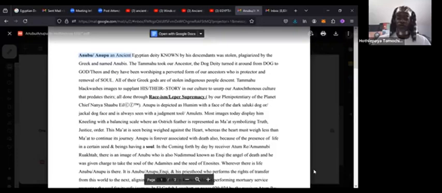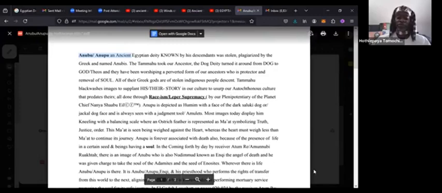Dog, Saluki dog or jackal dog is the judgment amulet. Most images today display him kneeling with an ostrich feather, represented as ma'at, justice and order. This ma'at is seen being weighed against the heart, whereas the heart must weigh less than ma'at to continue its journey.